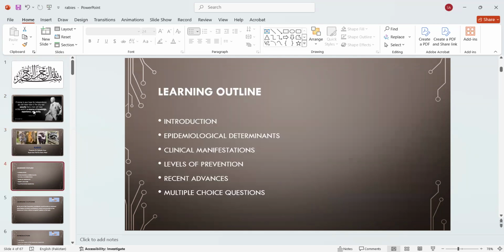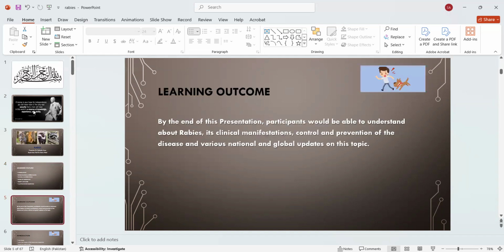The learning outline of the topic: introduction, epidemiological determinants, clinical manifestations, levels of prevention, recent advances, and at the end, multiple choice questions. Learning outcome. By the end of this presentation, participants would be able to understand about rabies, its clinical manifestations, control and prevention of the disease, and various national and global updates on this topic.